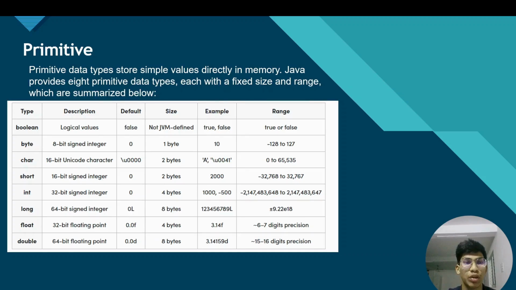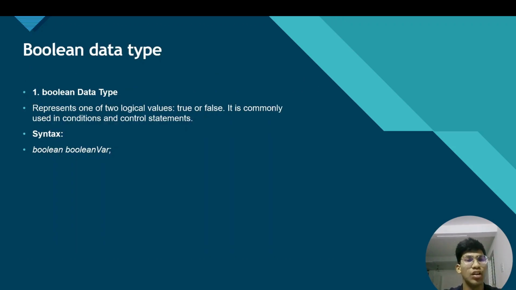Now let us discuss primitive data types. Primitive data types store simple values directly in memory. Java provides 8 primitive data types. Let us discuss each. The boolean data type represents one of two logical values, true or false. This is commonly used in conditional statements such as if else, if, and switch. Its syntax starts with the boolean data type and a variable. For the variable you can write anything by following the variable rules we discussed before.